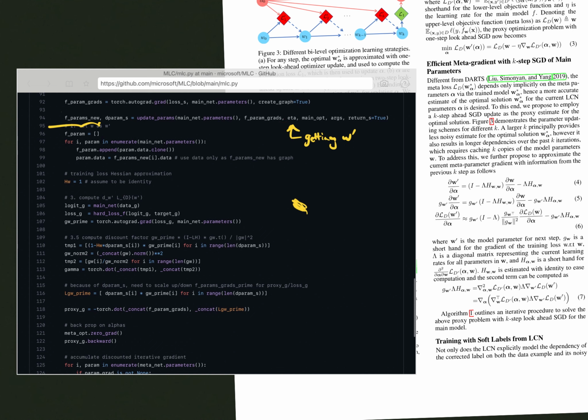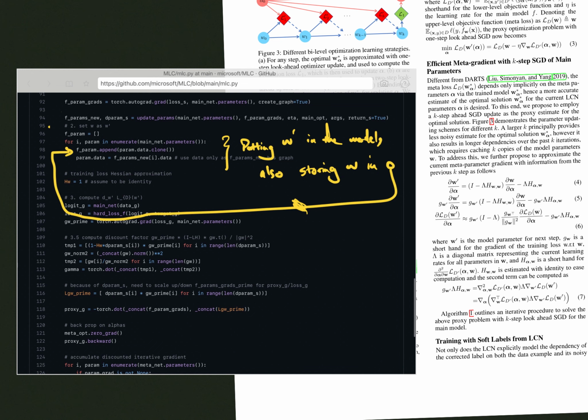Now what you do is that now you want to put the omega prime in the model. Basically, you go and traverse over the main network's parameters, basically the omega parameter set. You take this f param new, which is the omega prime, you put it inside the param, but you also take the previous value of the param, which is the omega, and you put it in the f param as a kind of record of what they were, which is going to be used throughout this thing.